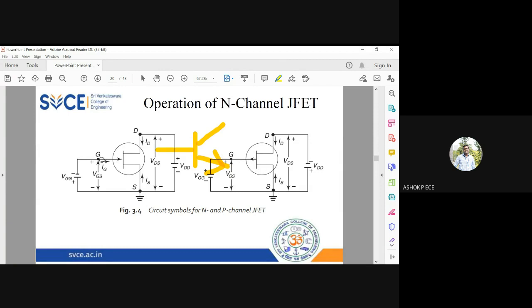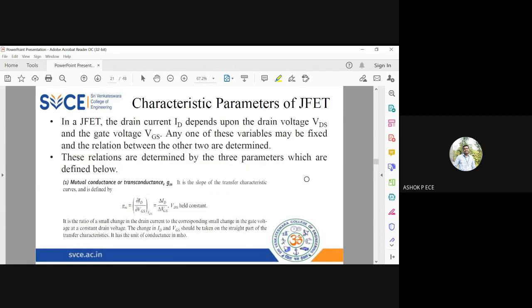You know the gate is always negative and VDS is always positive for the n-channel. For the p-channel it is reversed: the gate is positive and VDS is negative. Can you see the difference? The gate is negative in the n-channel and positive in the p-channel. VDS is positive in the n-channel and negative in the p-channel JFET.